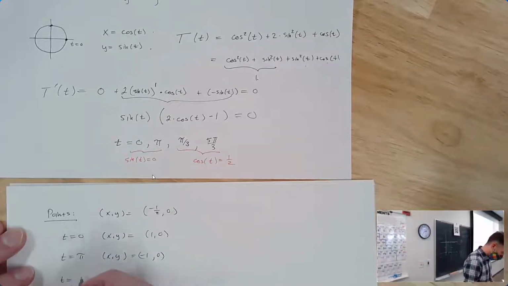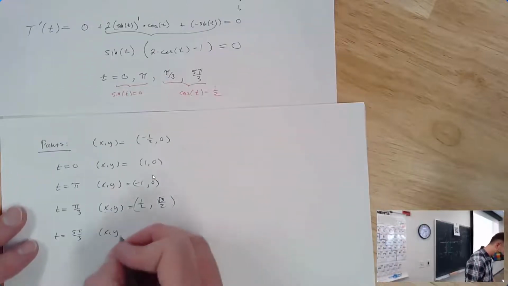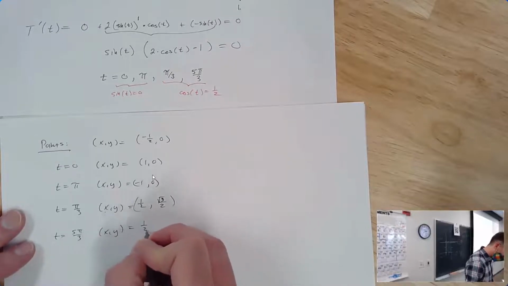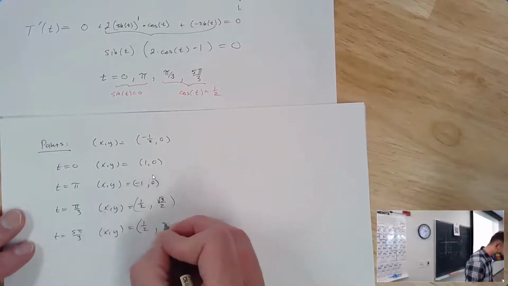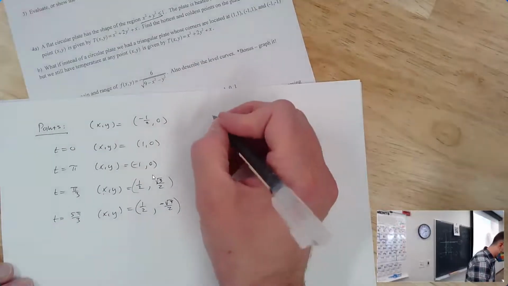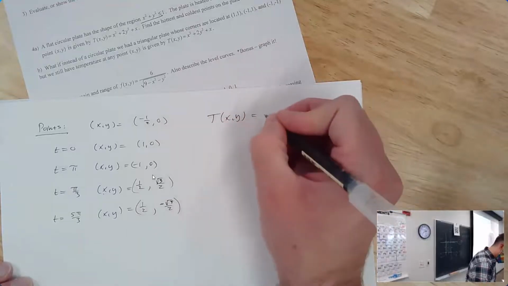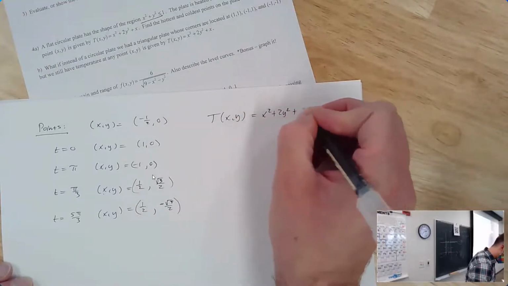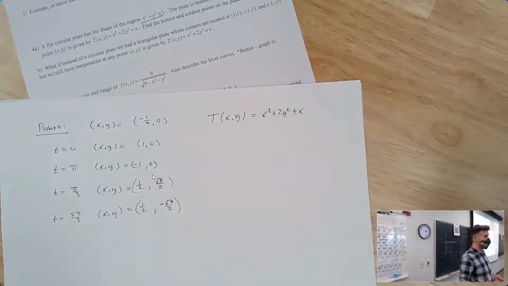For t equal to pi over 3, cosine of pi over 3 is 1/2, sine of pi over 3 is √3/2. And finally, for 5 pi over 3, which is in quadrant 4, cosine of 5 pi over 3 is 1/2, sine of 5 pi over 3 is -√3/2. So these are the values we have to plug back into our function, x squared plus 2y squared plus x, to see where this thing is the hottest and where it is the coldest.